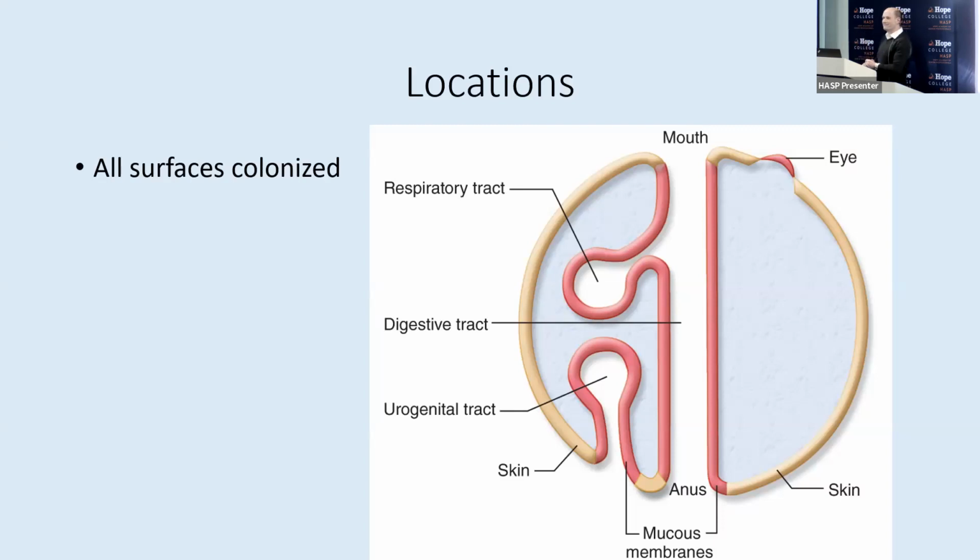So here we have a person. It doesn't look much like a person, but this is a good representation of a human being. And what this highlights is all of the external points of contact we have with the environment. And virtually all of these surfaces are colonized by microorganisms. So we may think about the GI tract as internal, but functionally, it's an external environment. It's an external contact point. And so there are lots and lots of microbes there, and it's a point of entry, it's a point of exit. So we have to consider all of these different areas as places where we are likely going to find microorganisms.